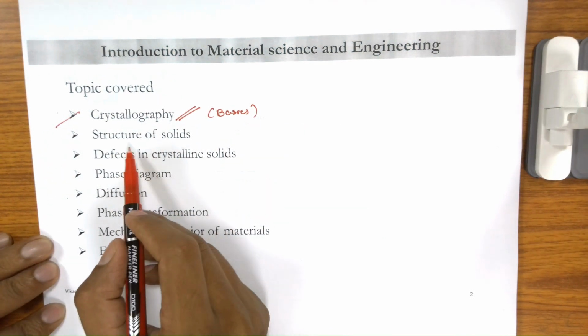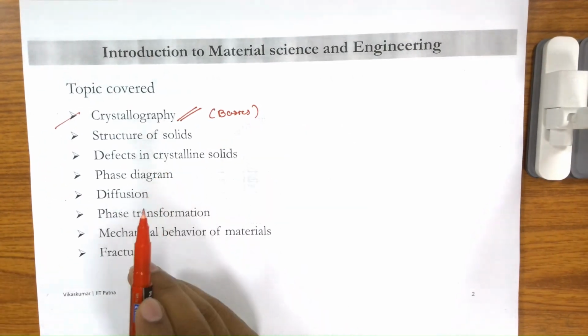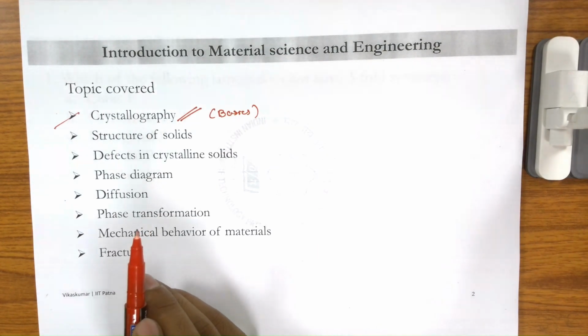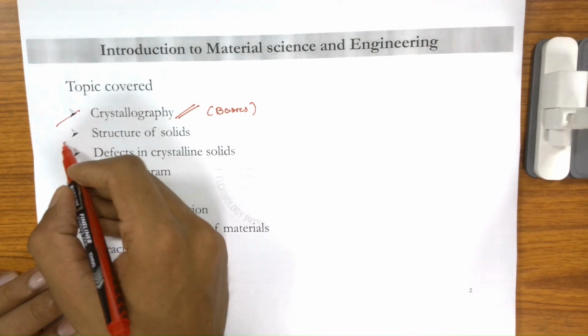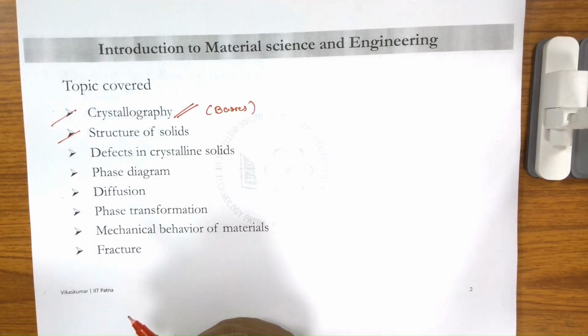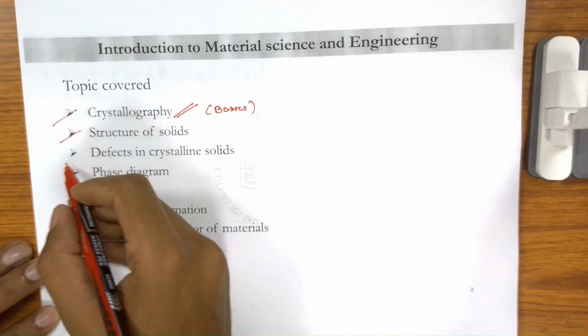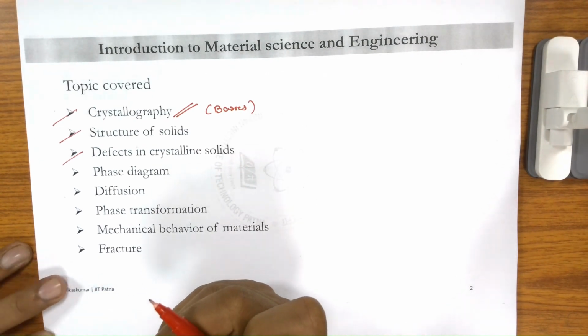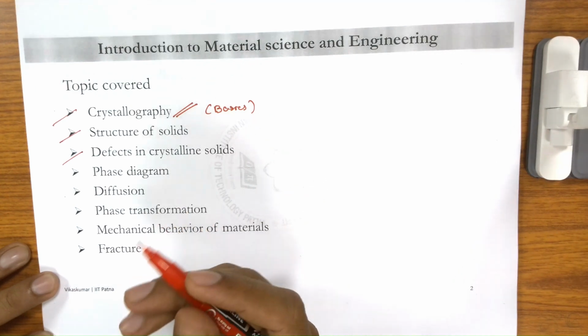Then we went to the structure of solids, where we discussed NaCl, the 7 crystal systems, the 14 Bravais lattices, and CsCl. Those kinds of structures we have discussed. We discussed the defects in crystalline solids, like point defects, line defects, and 2-dimensional and 3D defects. We also saw the significance of defects like dislocations, screw dislocation, and edge dislocation.